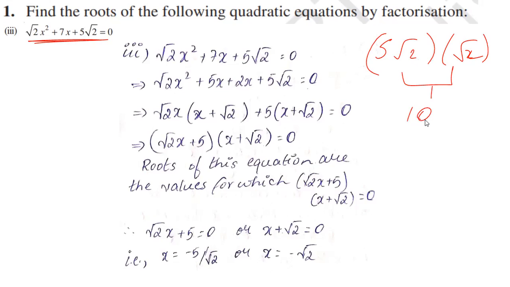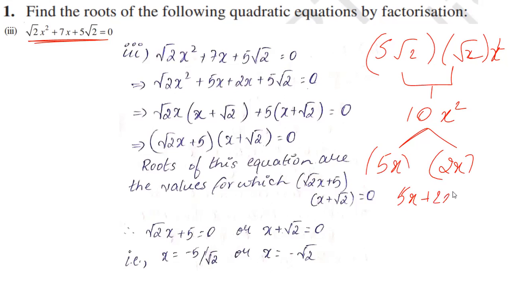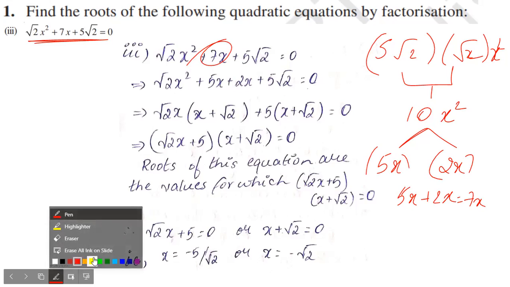Okay, this 10x square we will get as a whole. 10x square can be further expressed as 5x and 2x, 5x into 2x. And 5x plus 2x is nothing but equal to 7x, which is given over here. Let me just clear the screen.